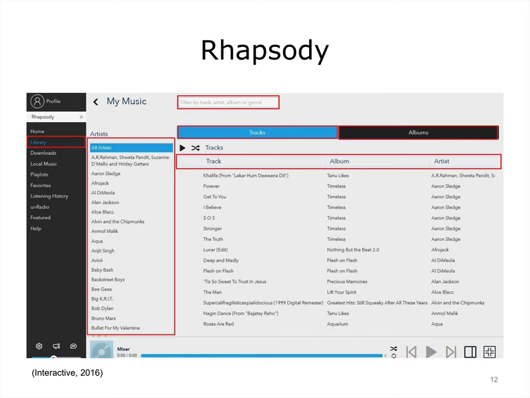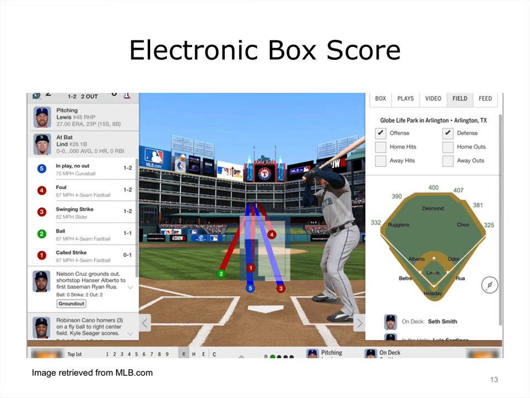There are many other examples of systems that are reasonably well designed. This is a common music player. It's a slightly older version, but it has a nice layout to it, and it's very easy to use and very intuitive to learn. But for the electronic box score, for those of us who are baseball fans or football fans and follow sports online, these interfaces are very well designed, easy to use, and provide easy access to real-time information. Actually, that's a pretty rare property over the internet and web.